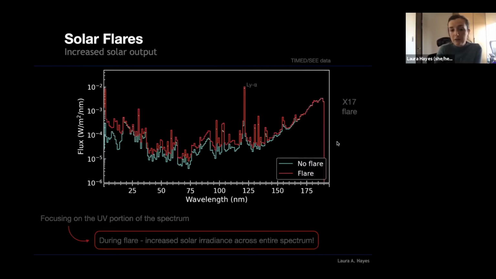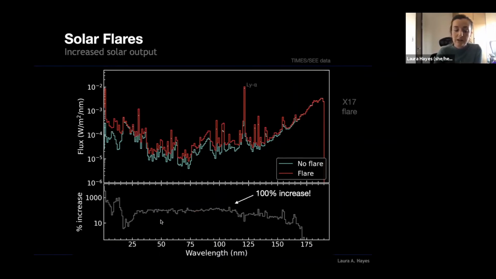However, when we have a solar flare, we can see that, again, the output from the sun across the whole wavelength band increases. And just to note, this is a log scale. So this is from an X17 flare, I think it was back in 2003, one of the largest flares that have one of the strongest impacts on the Earth's ionosphere. So we can see that, again, during a flare, there is increased radiance across the entire spectrum.